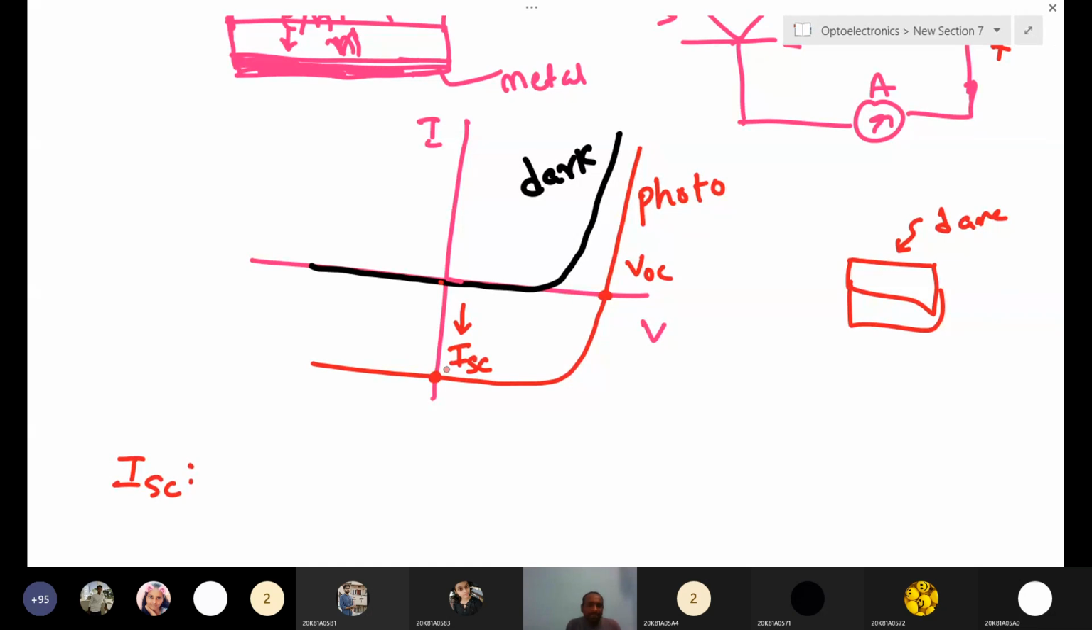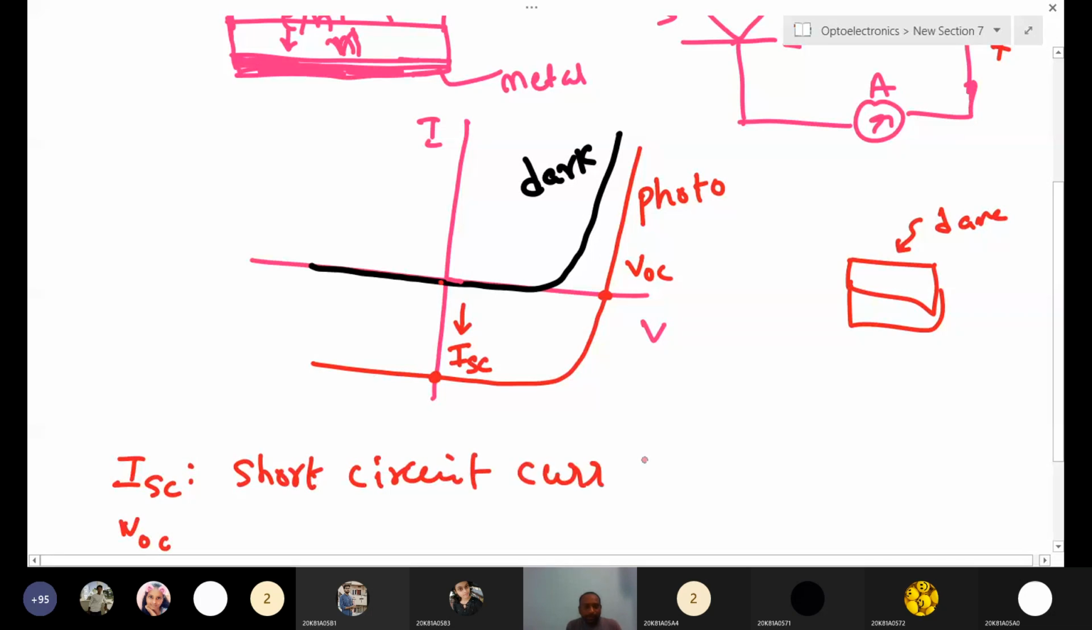Now we'll see short circuit current, I_SC, and open circuit voltage, V_OC. These are very important.